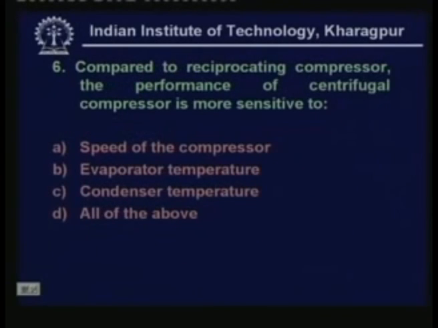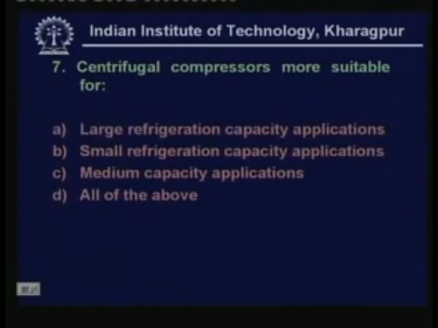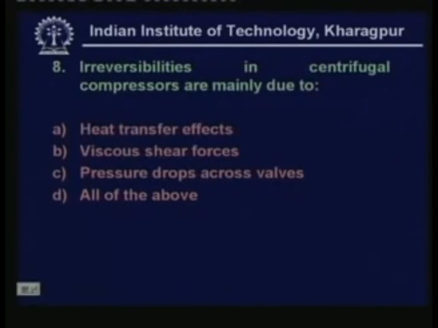Question number 6: compared to reciprocating compressor, the performance of centrifugal compressor is more sensitive to A, speed of the compressor, B, evaporator temperature, C, condenser temperature, and D, all of the above. And question number 7: centrifugal compressors are more suitable for A, large refrigeration capacity applications, B, small refrigeration capacity applications, C, medium capacity applications, and D, all of the above. And the last question: irreversibilities in centrifugal compressors are mainly due to A, heat transfer effects, B, viscous shear forces, C, pressure drops across valves, and D, all of the above.